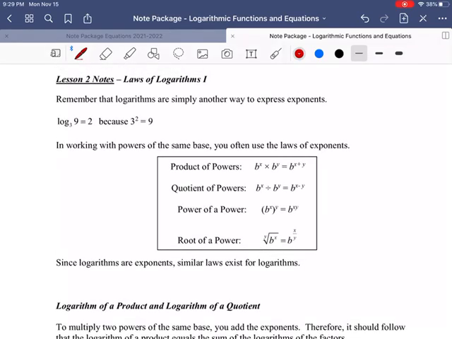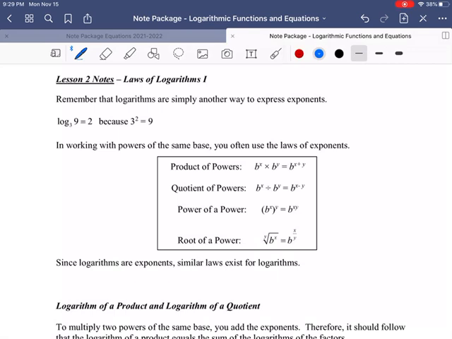Hey folks, this is lesson 2, laws of logarithms. So remember that logarithms are simply another way to express exponents. So log 3 of 9 is equal to 2 because 3 squared equals 9.